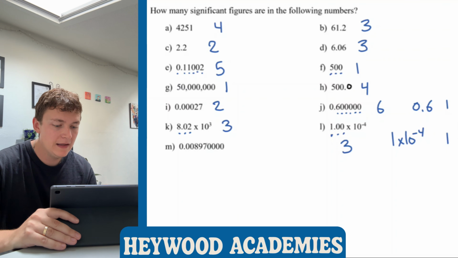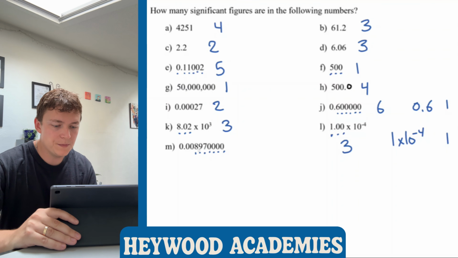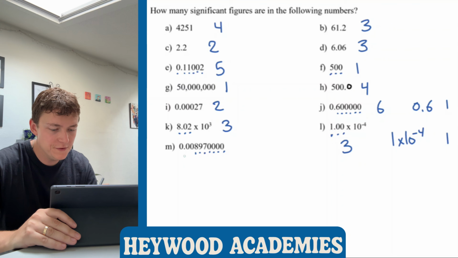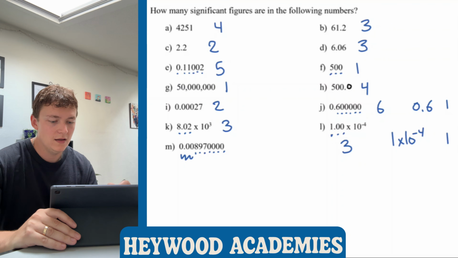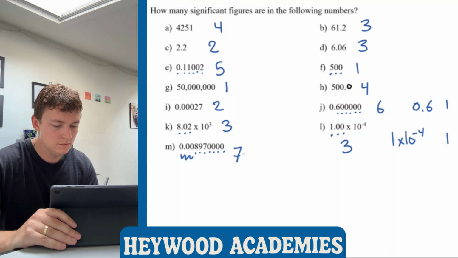Same with M. We could have written this number and not had all these zeros at the end, but we decided to include them in there. So that means that we've got to include those in our significant figures, and we count up to the 8. Everything on the left, we have to include those zeros, the ones over here, so those ones don't count. So if we count these up, we got 1, 2, 3, 4, 5, 6, 7.